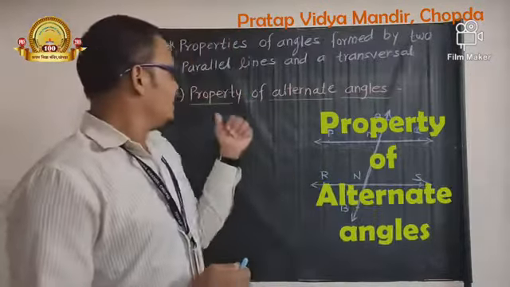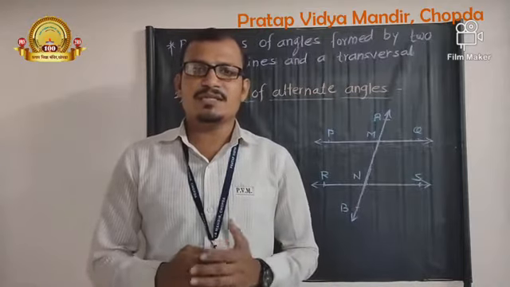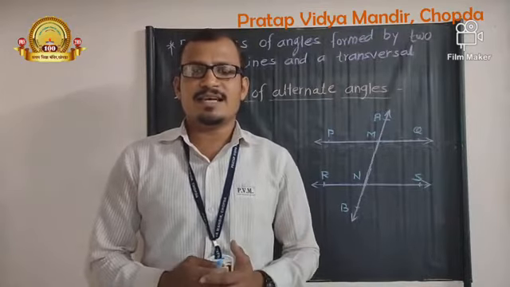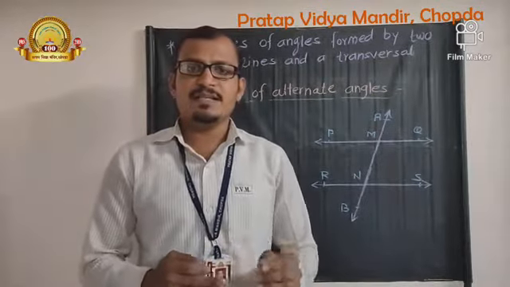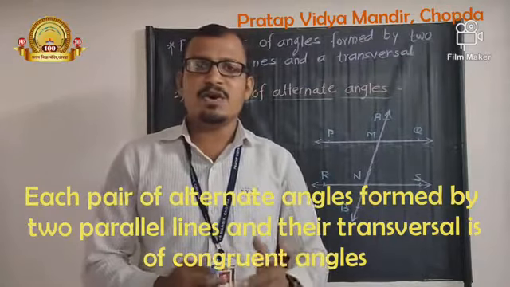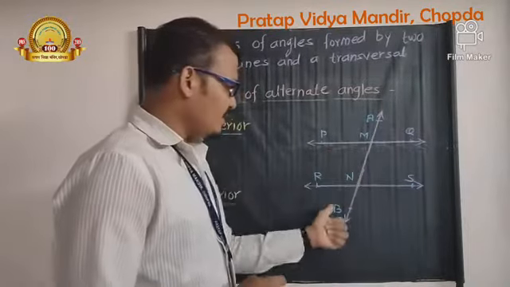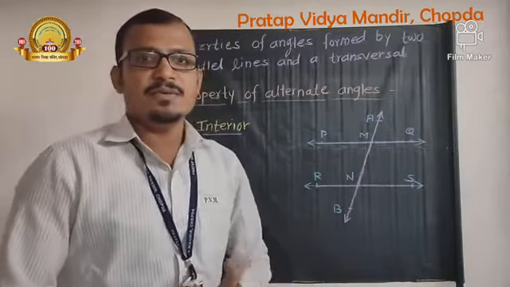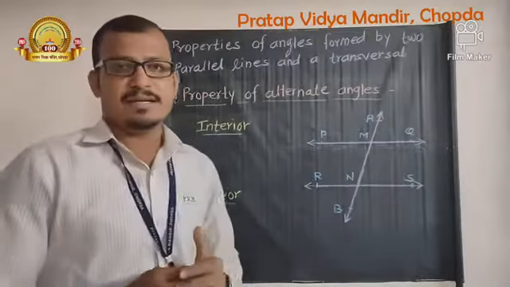Our next property is the property of alternate angles. Friends, we know that a pair of angles which are on opposite sides of the transversal, with their arms on the transversal pointing in opposite directions, are called alternate angles. Now, what is the property of these alternate angles? Each pair of alternate angles formed by parallel lines and their transversal is congruent. For example, here line PQ and line RS are the parallel lines, and clearly AB is the transversal of these two lines. Friends, we know that there are two types of alternate angles: interior alternate angles and exterior alternate angles.